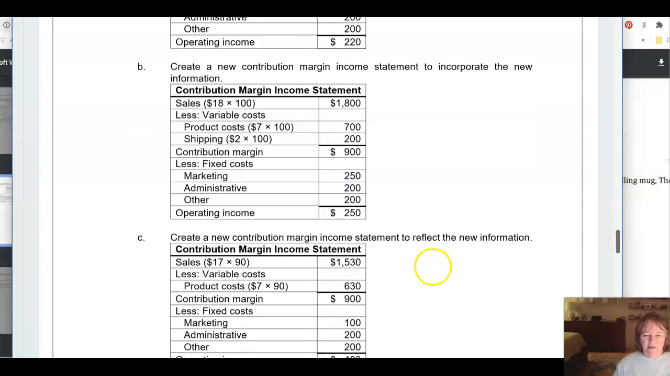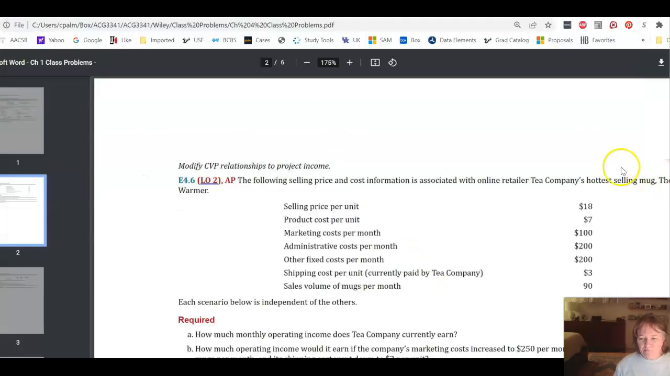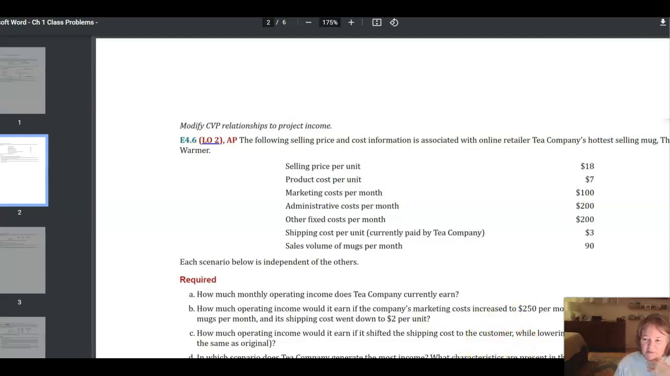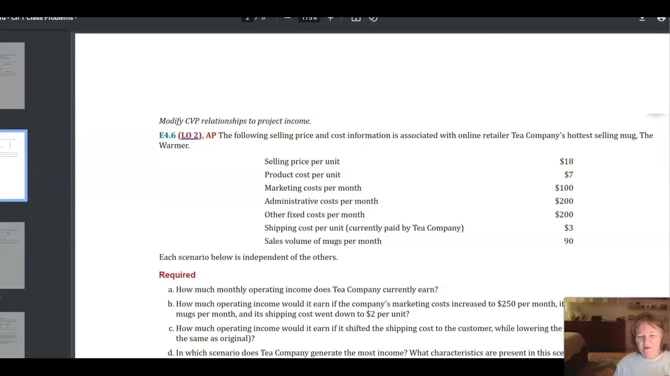Okay, let's take a look at the last one. This is how much operating income would it earn if it shifted the shipping cost to the customer? So now we would have 0 shipping costs while lowering the selling price to $17. And everything else stayed the same as it was originally. So now all we're going to do is get rid of shipping and lower the selling price.